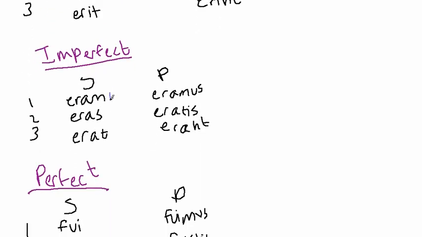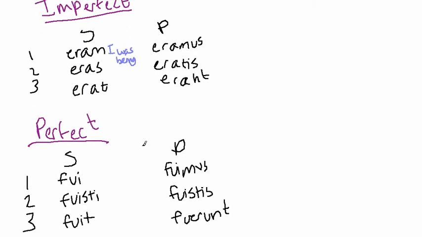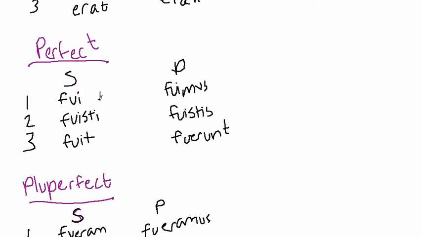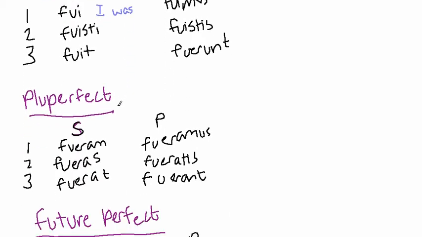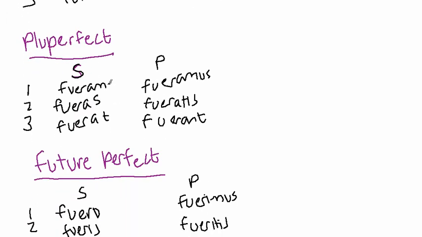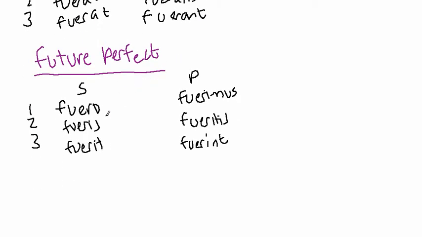Imperfect was I was being. Perfect was or is I was. And pluperfect will be, let me write it off to the side, I had been. And finally, the future perfect will be I will have been.